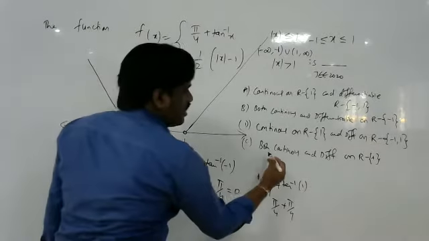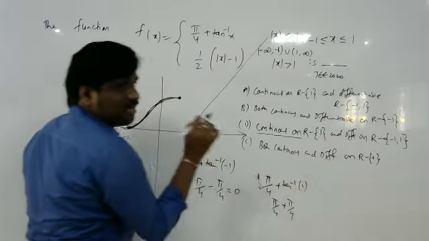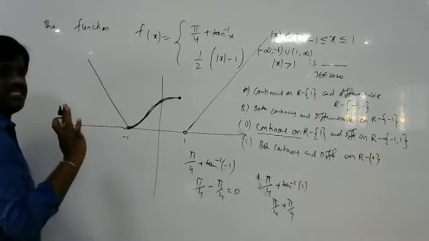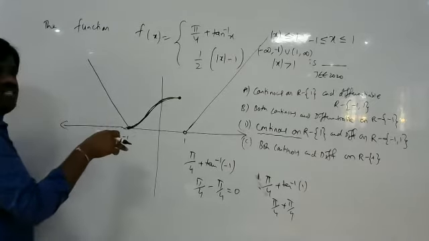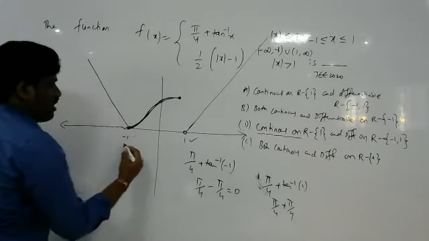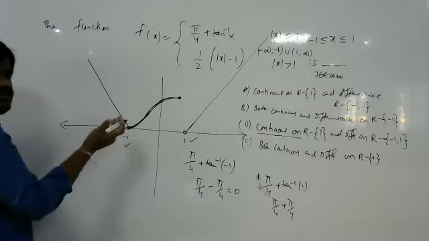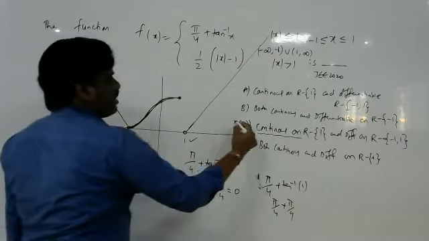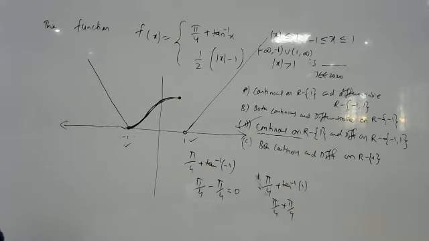Continuous on R minus 1 means except at 1, everywhere it is continuous. Second point: it is not differentiable at 1 and minus 1, because this is a curve and this is a straight line, so the slopes will not be the same. So option D is the right answer. This was asked in JEE Mains 2020.